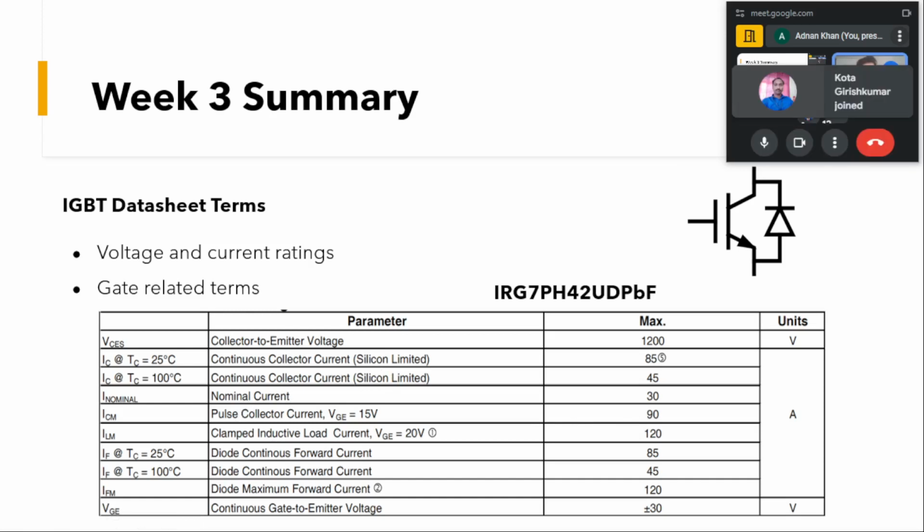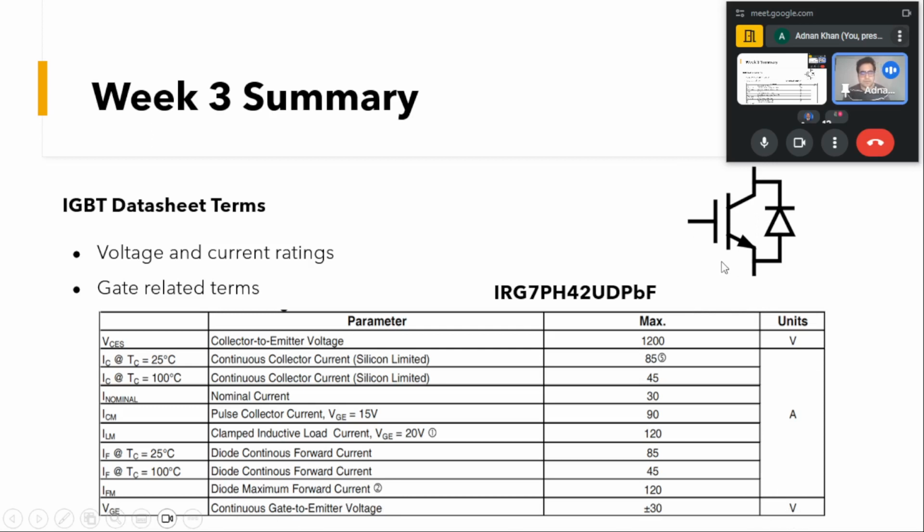Also, we have seen in the previous week the pulsed current, which is a peaky sort of current that can flow for a small duration of time through our devices. It can be higher than the rated current of these devices. Similarly, if we have an anti-parallel diode attached in the package provided in the IGBT, the diode forward current ratings are also provided, and their voltage drop as well. Also given here is the continuous gate to emitter voltage, which is the maximum gate to emitter voltage we can provide in order to turn on these devices.